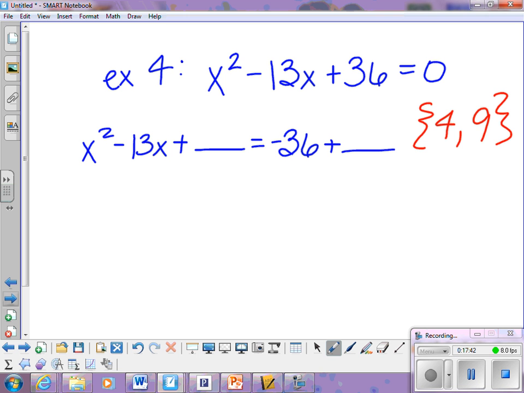Are you good so far? Yeah. Okay. Now what do I have to do? I have to take that 13, half it, and square it, right? So I get 13 over 2. So this is what's going to go in my parentheses, isn't it, when I break it down? But I want to square it. What's 13 times 13? 169. What's 2 times 2? 4. So that's what goes in my blank.